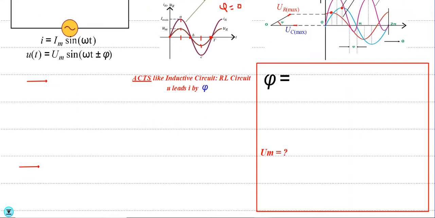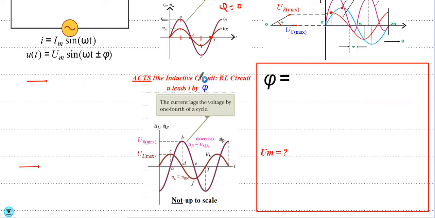What is the third scenario of an RLC circuit? It may be inductive. If it is an inductive circuit, this means that U of L leads U of R, and because U of R is the image of I, this means that U of L leads I, so U leads I.